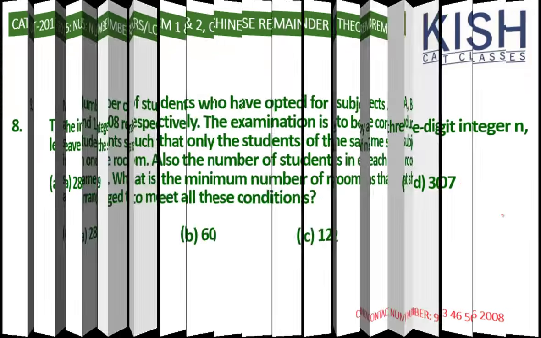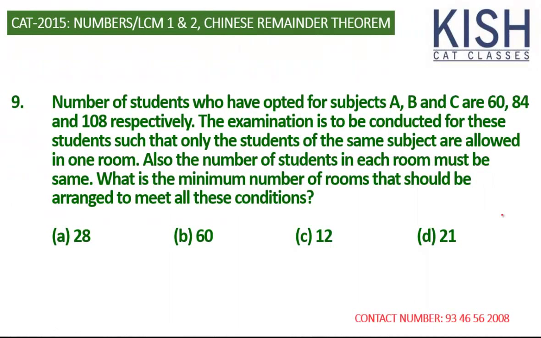Let's move to question number 9. The number of students who have opted for subjects A, B and C are 60, 84 and 108 respectively. The examination is to be conducted for these students such that only students of the same subject are allowed in one room. Also, the number of students in each room must be the same. What is the minimum number of rooms that should be arranged to meet all the conditions? Look at this one, it's a word based question.